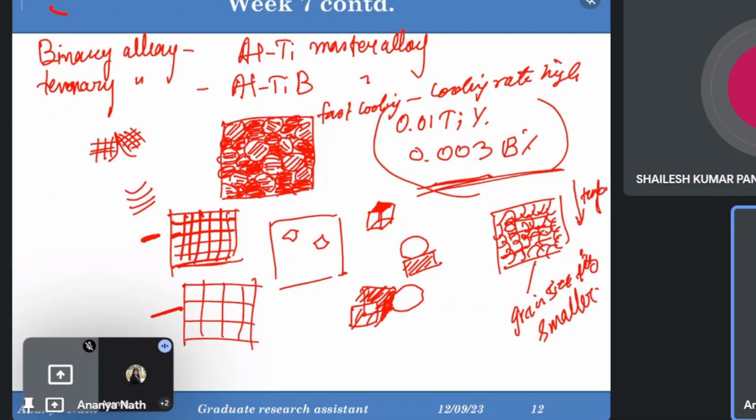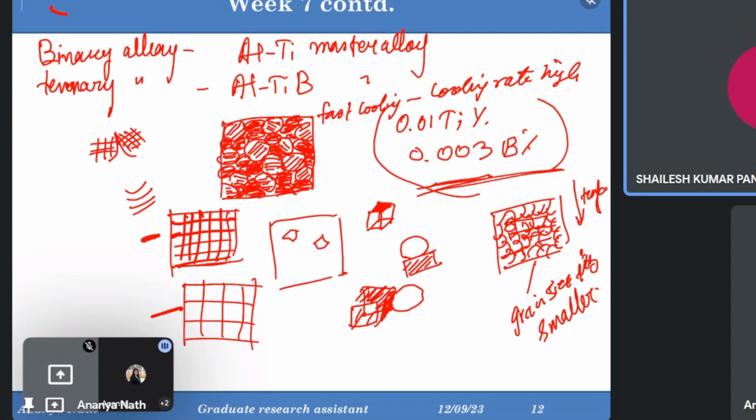right? If there is a growth of the grains, if they are finding some preferential sites, then they have some growth. That means we will have bigger grains as compared to rapid cooling. Yes, right. Okay, understood.